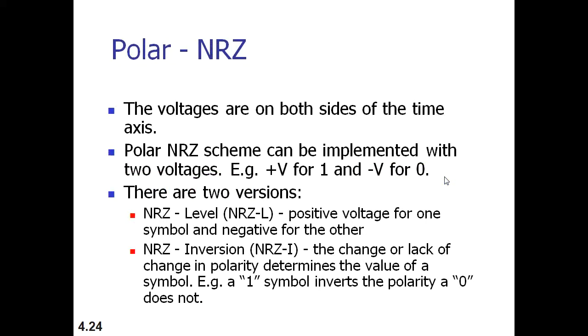Next, we'll go for the polar NRZ scheme. Before going to polar NRZ, we need to understand what polar is. Polar encoding uses two voltage levels, that is positive and negative. There are four commonly used polar encoding schemes: NRZ, RZ, Manchester, and differential Manchester. We'll see them one by one.